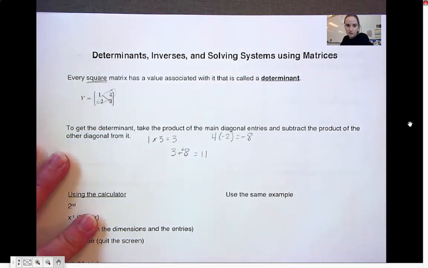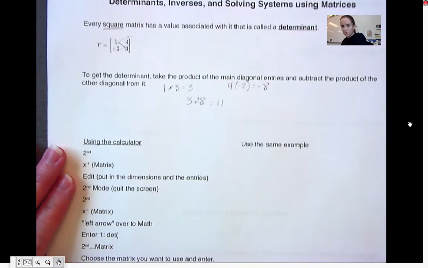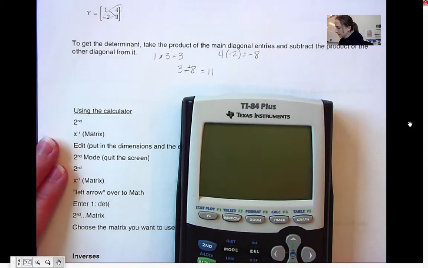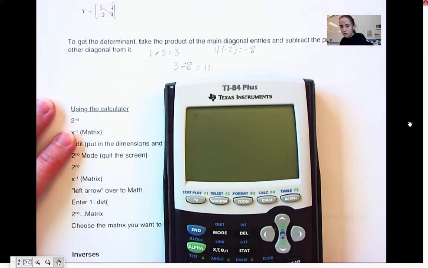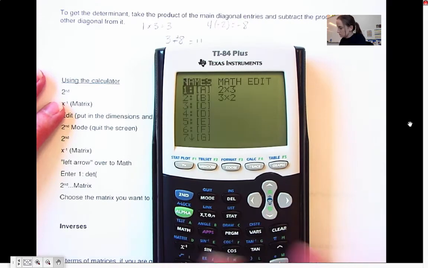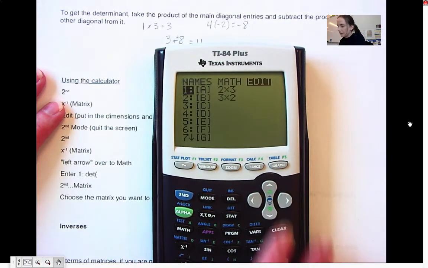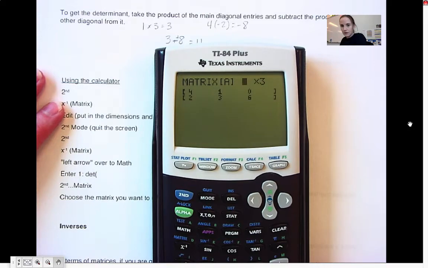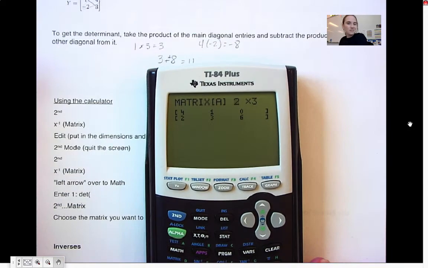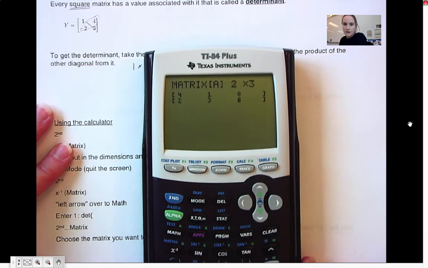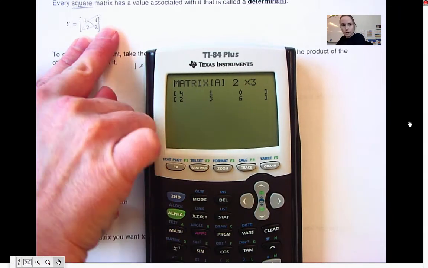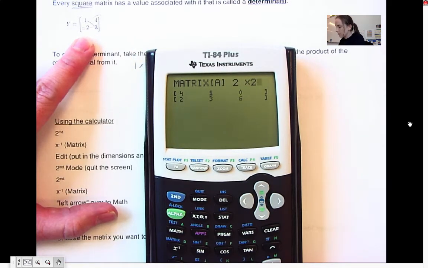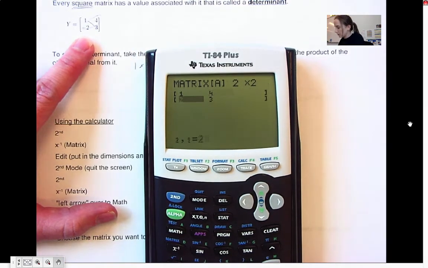And the way that we can check this is to use a calculator. First, turn on your calculator, go to your matrix area, go to edit, and we want to edit matrix. It doesn't matter which one you put it in. I'm going to put it in A, so that's where we are right now. It's a 2 by 2 matrix. We're going to put this one from the top in: 1, 4, negative 2, and 3.